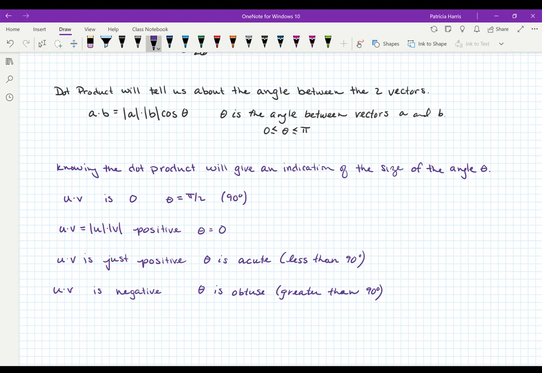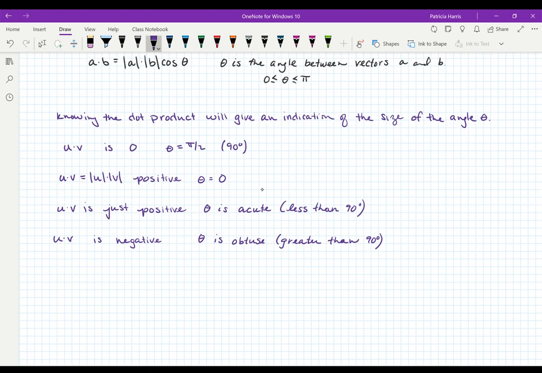Okay, now here's another one that's a little strange. If u dot v is equal to the negative of the product of the magnitudes, then theta is equal to pi, or 180 degrees. Okay, so let's try that out.